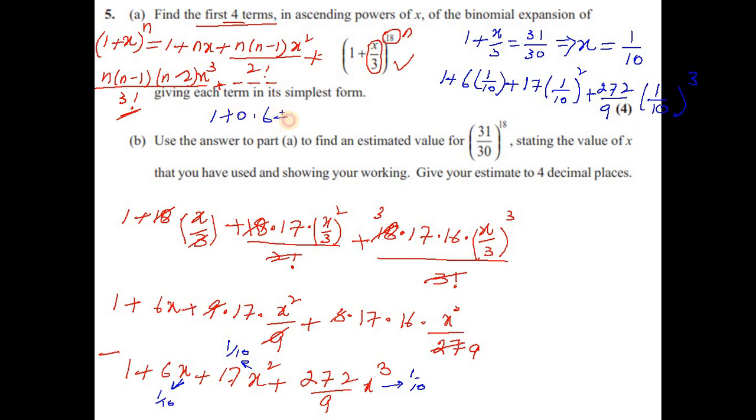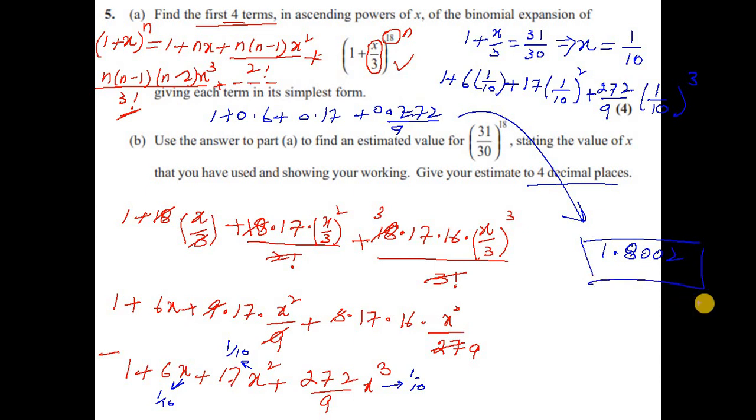So 1 plus 0.6 plus 0.17 plus 0.272 over 9, and then after dividing by 9 and adding all these, I'm writing the answer here: 1.8002, because you need to give the answer to 4 decimal places. So 1.8002, this is your final estimated value.